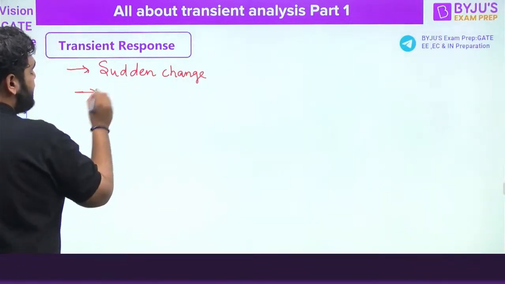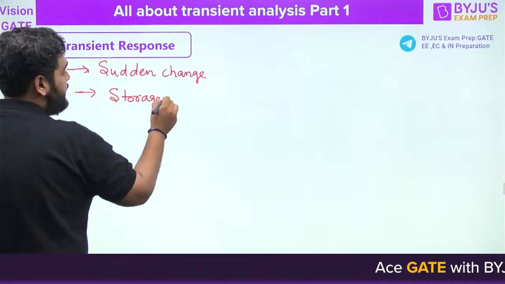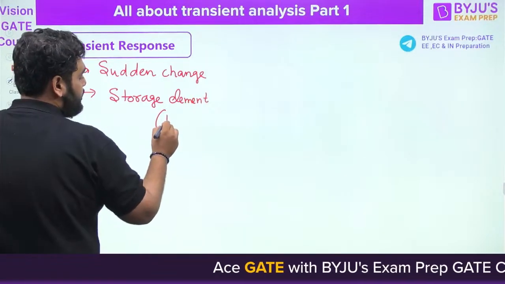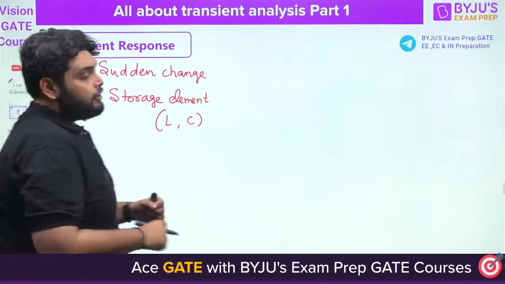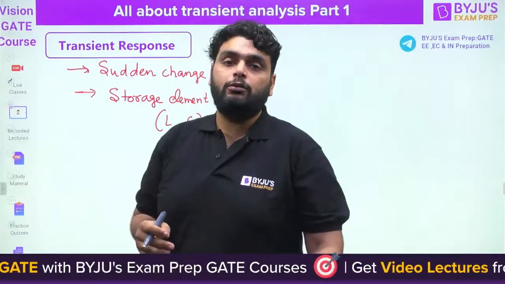And second, there should be an energy storage element. There must be an energy storage element present in a circuit. Now, energy storage elements are inductor and capacitor. So if these 2 conditions are satisfied, then your network will definitely go into a transient state.